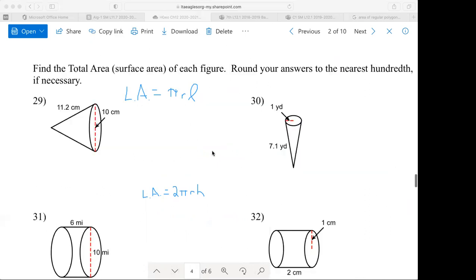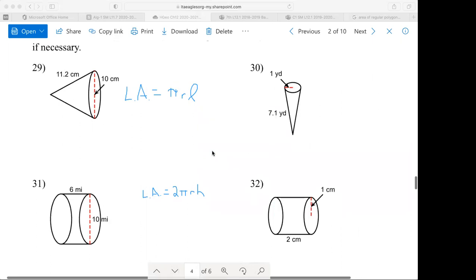Okay, total area. I should have erased the L, but I didn't. Total area is the lateral area plus the base area. So for the cone, the base area is a circle, so it'll be plus pi r squared. And for a cylinder, the total area, there's not one circle, there's two, so it'd be plus 2 pi r squared.